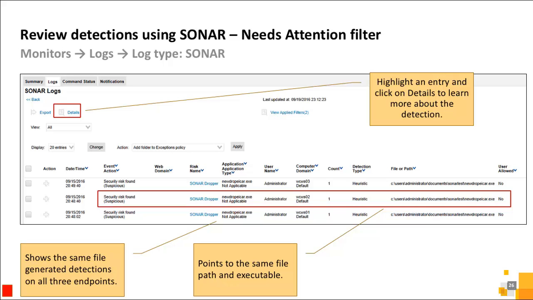On this slide, Solucell is using the Sonar Needs Attention filter to identify suspicious activity in the environment. The output shows a file generated detections on 3 different endpoints. The entries point to the same path and executable. To learn more about the detection, highlight an entry and click Details.